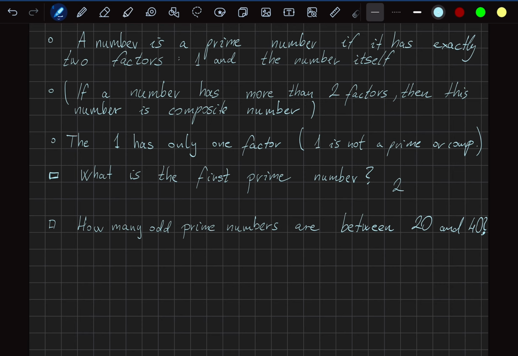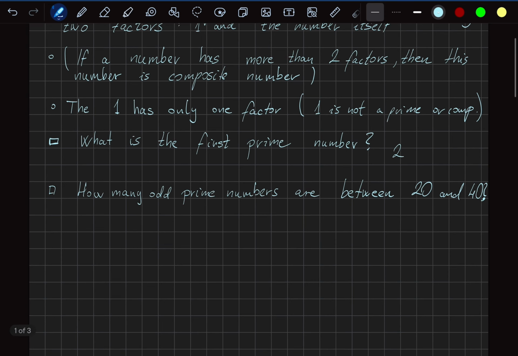Another problem: how many odd prime numbers are between 20 and 40? Odd prime number. The first prime number, the 2, it's an even number, but after that we have just odd prime numbers, because if we can divide something by 2, for example 10, it will be a composite number. So, how many prime numbers are between 20 and 40?